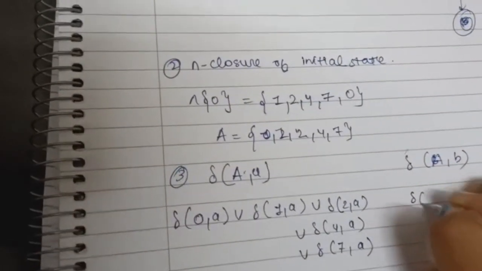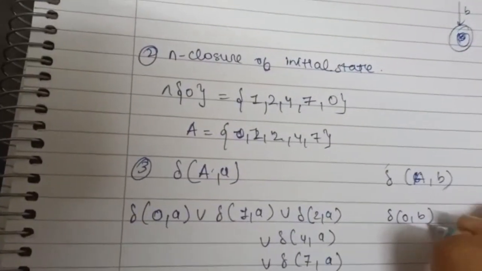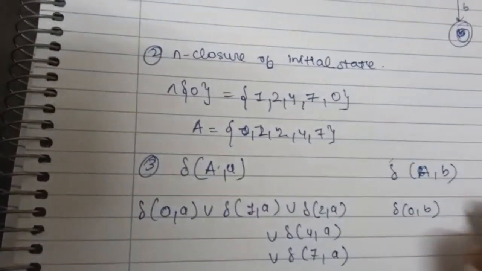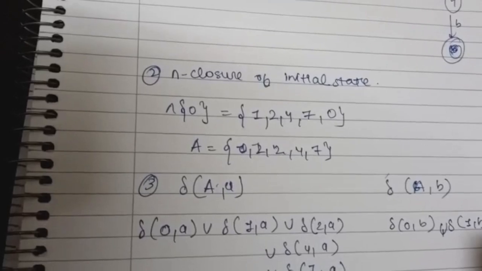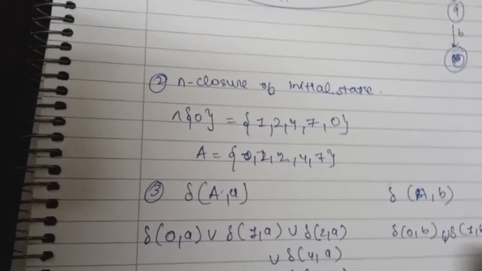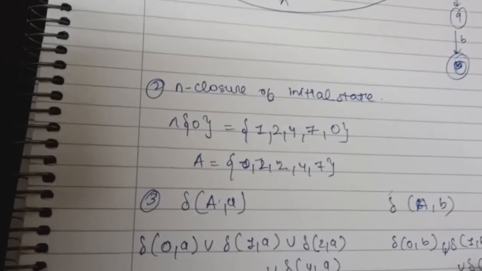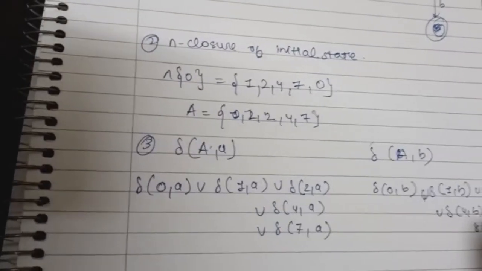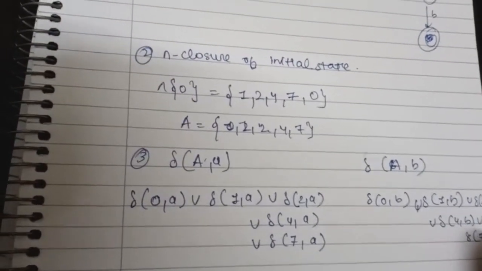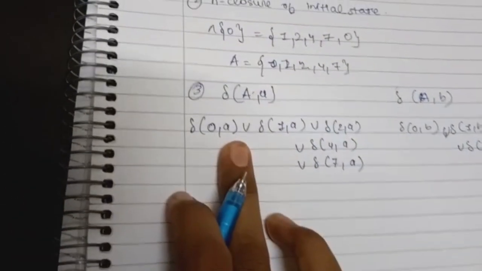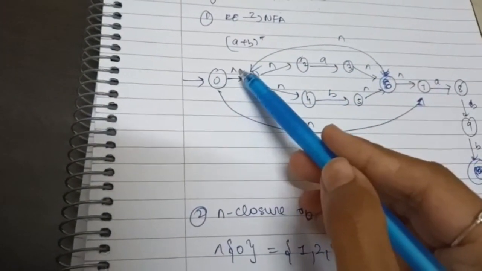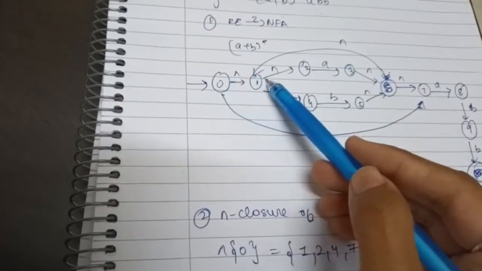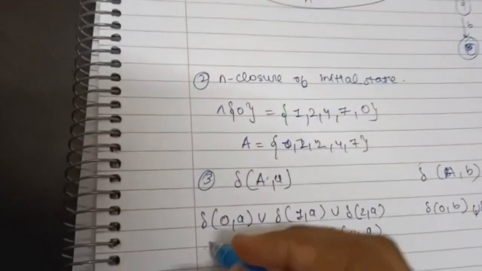Similarly here, delta of 0 comma B, because we have to find for each element. So delta of 1 comma B union delta of 2 comma B union delta of 4 comma B union delta of 7 comma B. Now let's calculate 0 comma A. Delta of 0 comma A, from 0 on input string A, can we go to any other state? No. So that is 5 union 1 comma A.